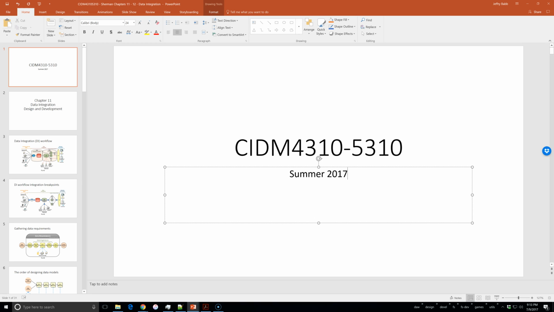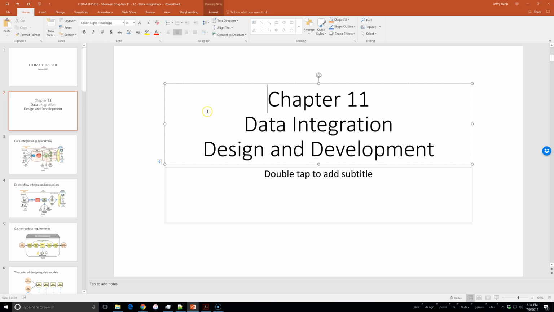We had caught up pretty well with the midterm project, such that it kind of fell off the focus of looking at some of the things that Sherman has to say about business intelligence. You're actually getting kind of a preview in Chapter 11 of data integration.